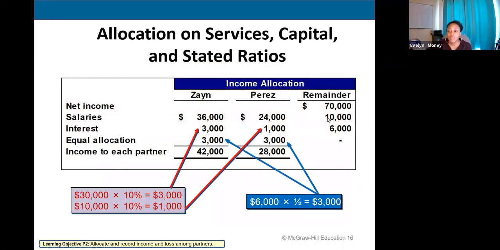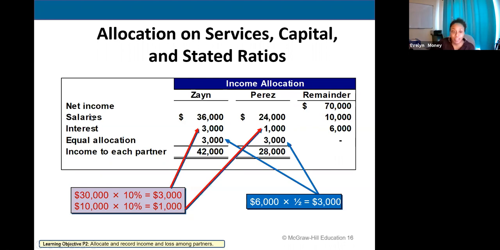Now, the easiest way to do this one is to set up this table. In this table, we begin with allocating net income. So net income is 70,000. We have a column for Zane and a column for Perez. After we determine the amount of net income, we're going to put that in our remainder column because the objective here is to get this remainder column to 0 so that we can determine what portion of this 70,000 should go to Zane, what portion should go to Perez.